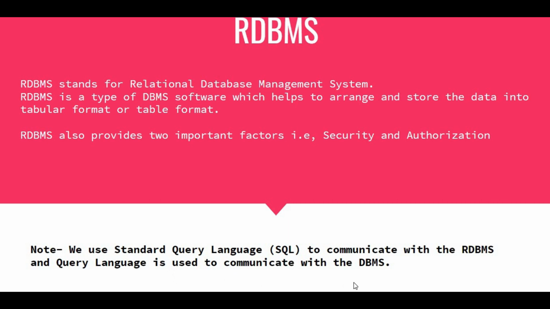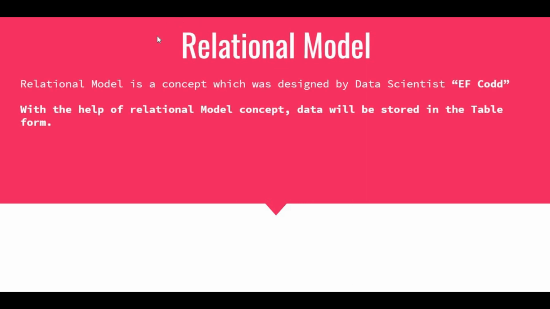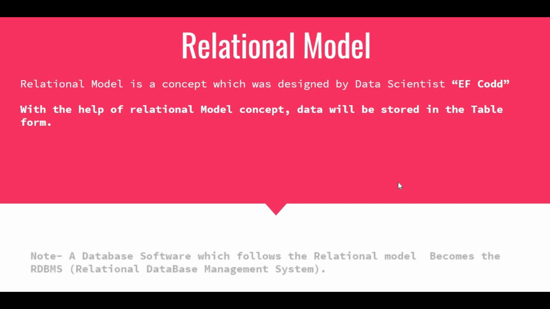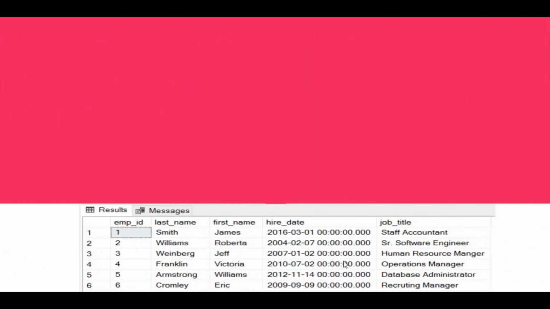So our next topic is the relational model. What do you mean by relational model? Basically, the relational model is a concept which was designed by the data scientist E. F. Codd. With the help of the relational model concept, data will be stored in tabular format. That's it, this is the relational model. A basic note: a database software which follows the relational model arranges and maintains all the data in tabular format.